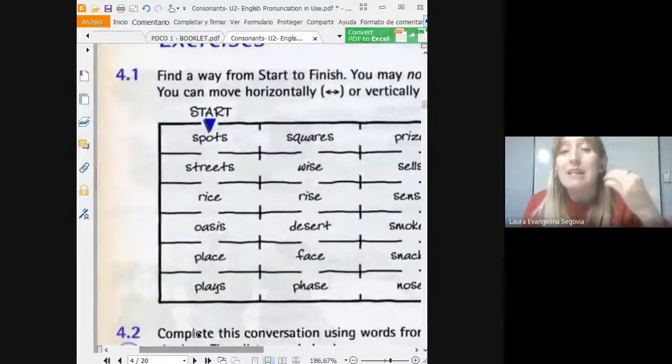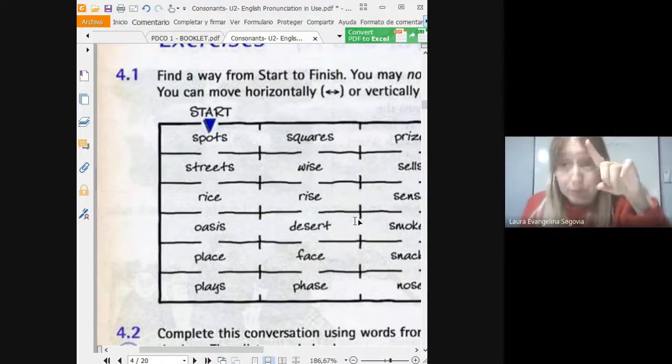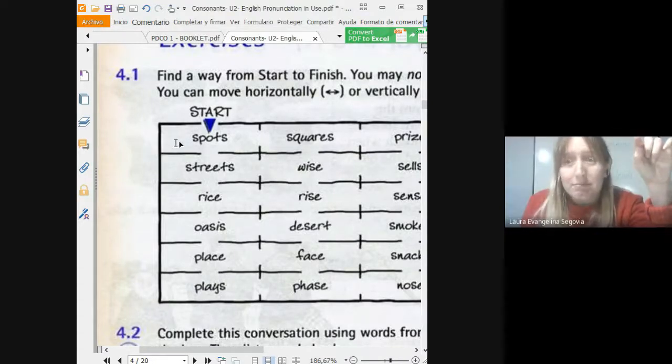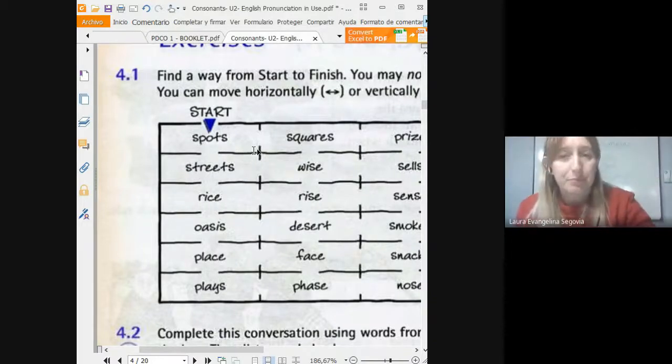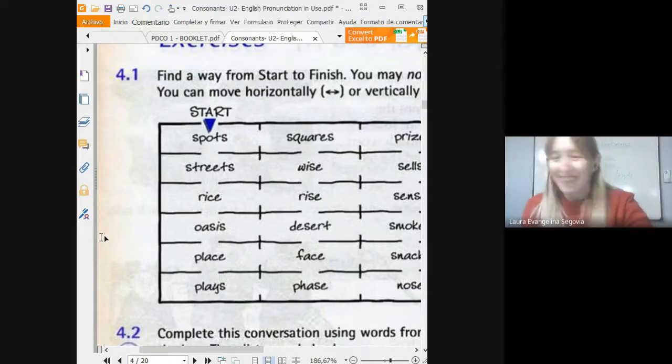So they are all the s sound, okay? Let's make emphasis on that. When you pronounce the word, you say the s with emphasis. Spots. But be careful, don't add a schwa before the sound cluster. Yes. Okay, come on. Spots, streets, rice, oasis. Good. Oasis.